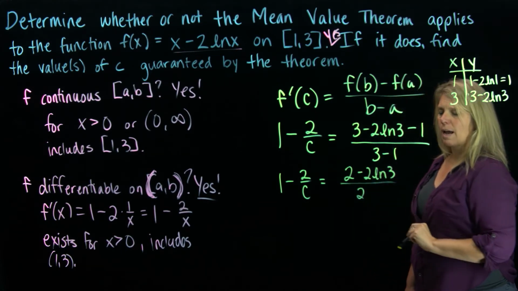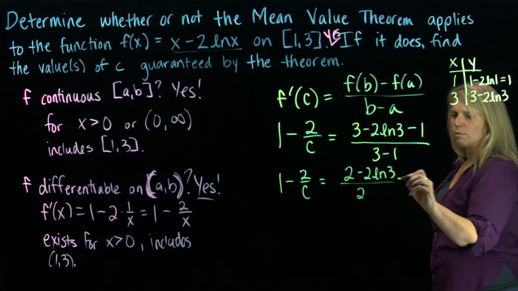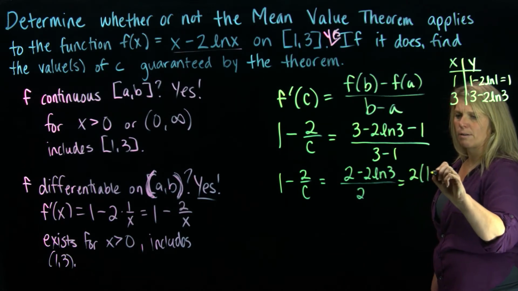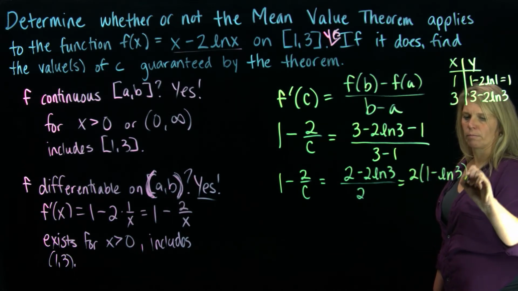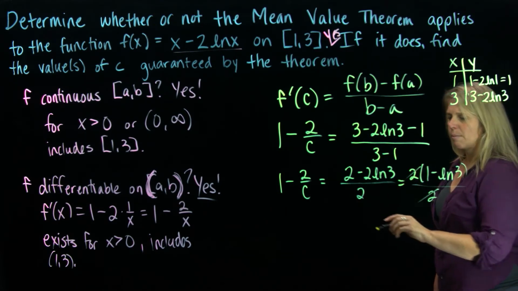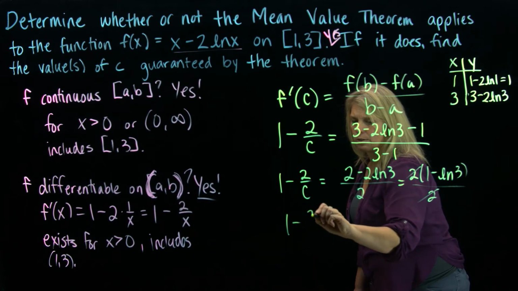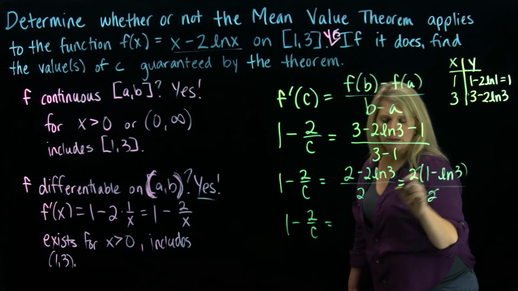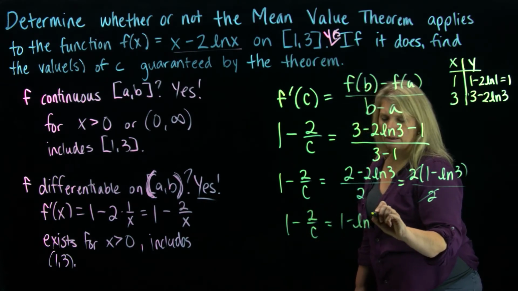And then I might notice that I have a common factor of 2 in the numerator here that I can factor out. And then I can cancel that with the 2 that's on the denominator. So I now have 1 minus 2 over c equals 1 minus ln of 3.